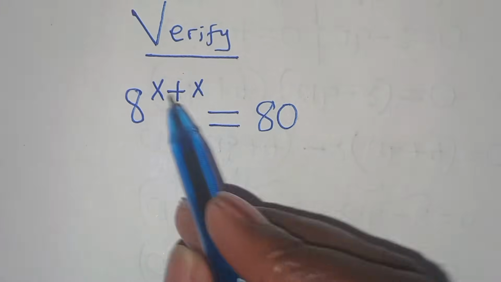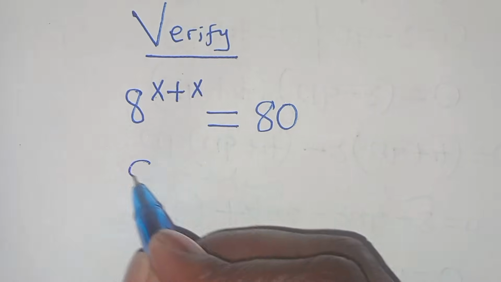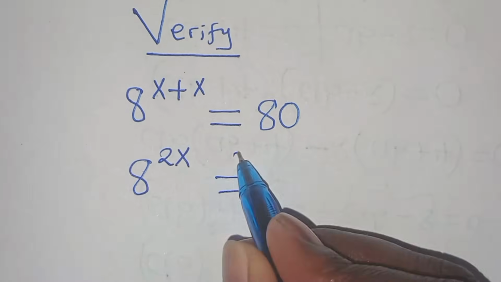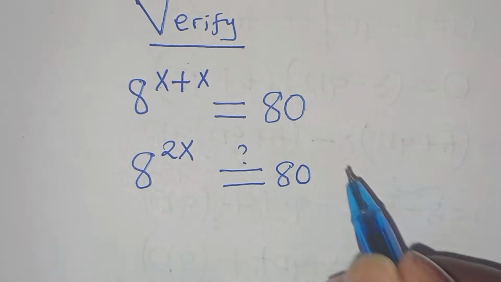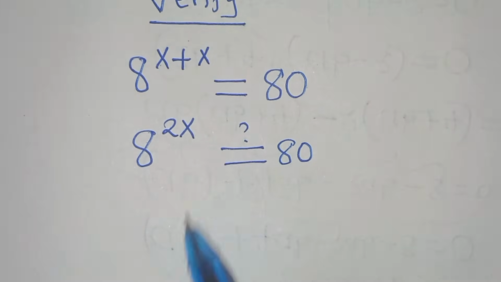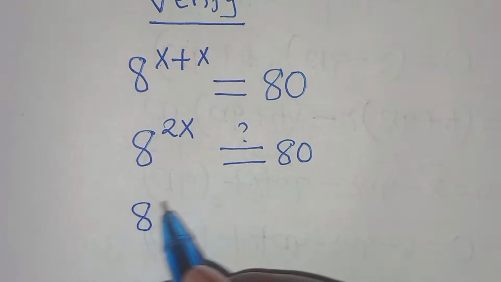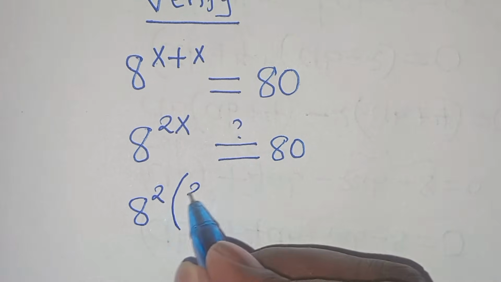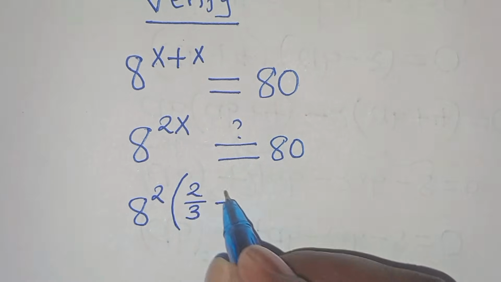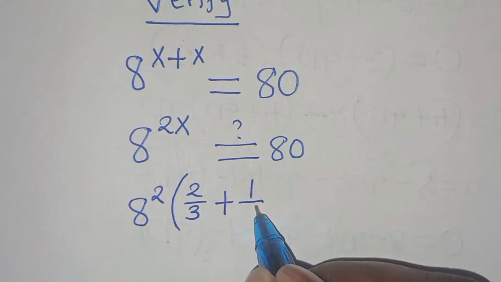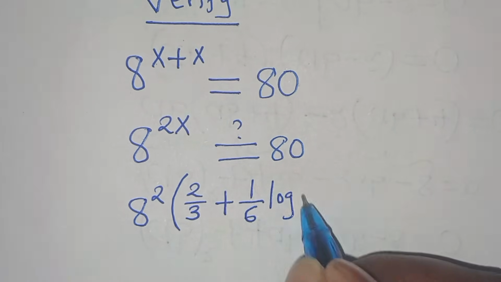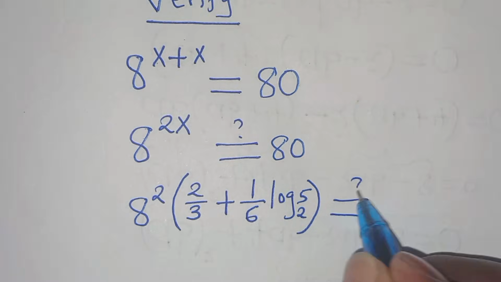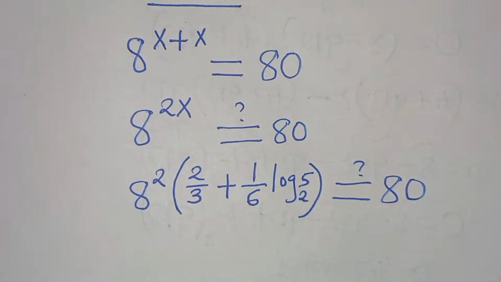Now we have 8 to the power of x plus x, so we have 8 to the power of 2x. This should give us a value of 80. Now let's substitute the value of x. So this means we have 8 to the power of 2 multiplied by x, where x is 2 over 3 plus 1 over 6 log 5 to base 2, in parentheses. This is supposed to give us a value of 80.